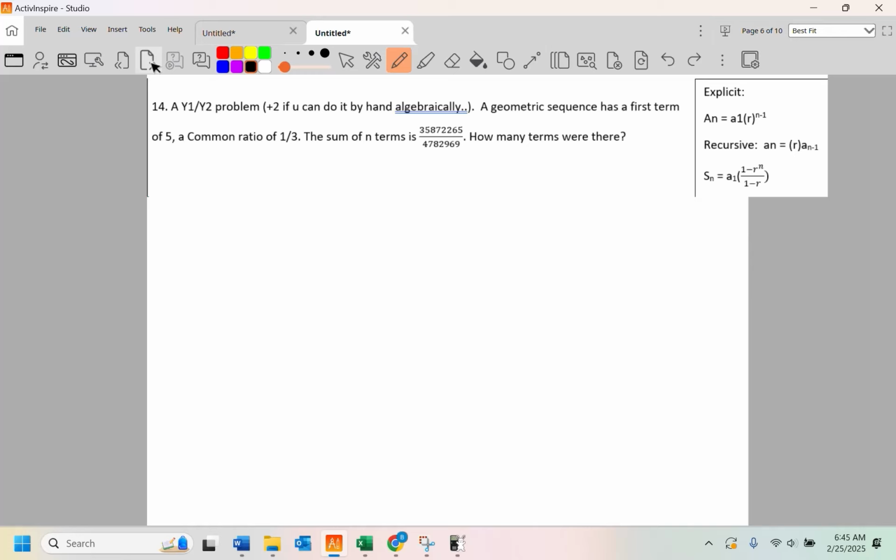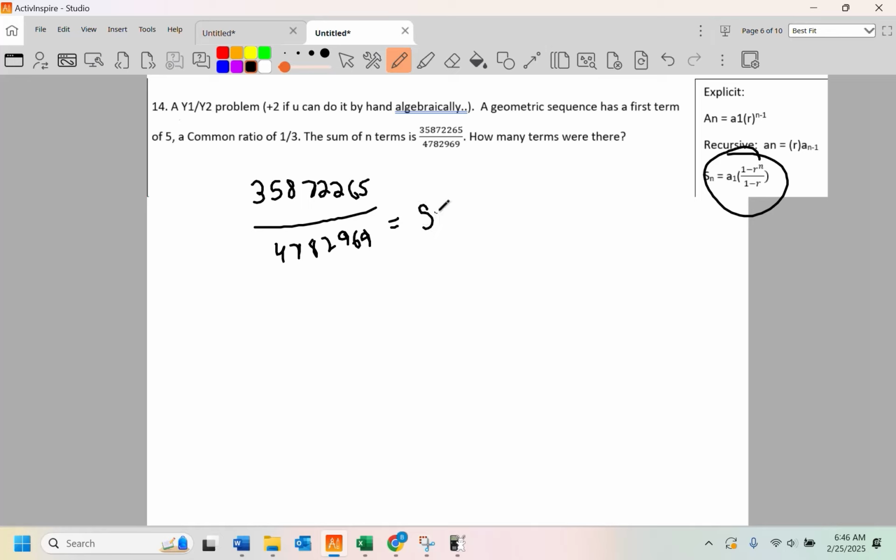You can do it by hand algebraically, or with y1, y2. A geometric sequence has a first term of 5, a common ratio of a third, and the sum of n terms is as follows. How many terms were there? So let's use this thing. I know that the sum is this crazy number right here. And it must equal the first term of 5 times 1 minus, the ratio is a third, to some unknown n, and it's sitting over 1 minus a third. And I can legit y1, y2 this.